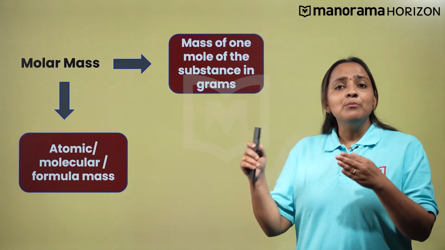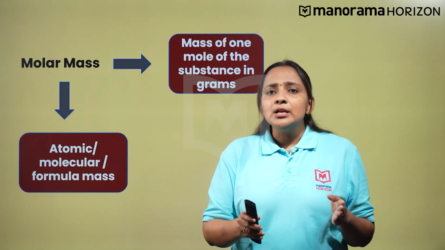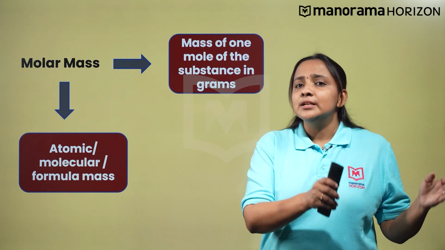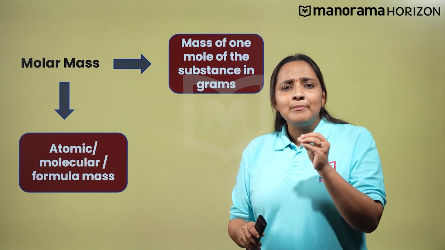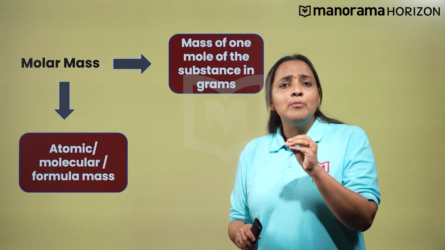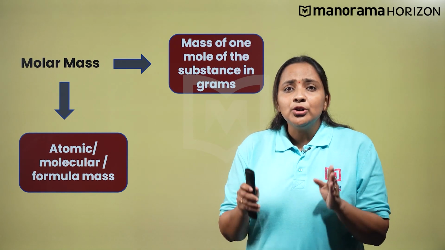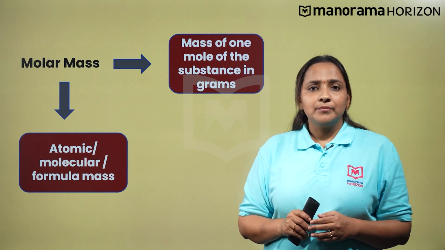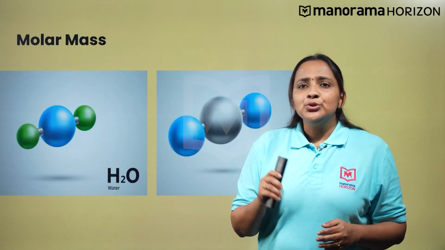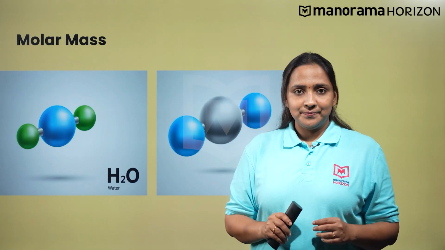Now, we can move to the definition of molar mass, which is the mass of 1 mole of a substance in grams. Hence, we can say that molar mass is equal to atomic or molecular or formula mass. The unit of molar mass is gram per mole. Now, let us try to calculate the molar mass of water and carbon dioxide.